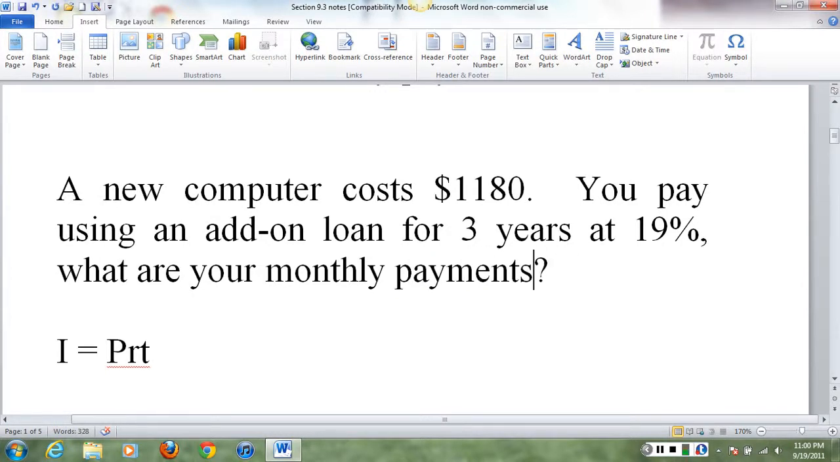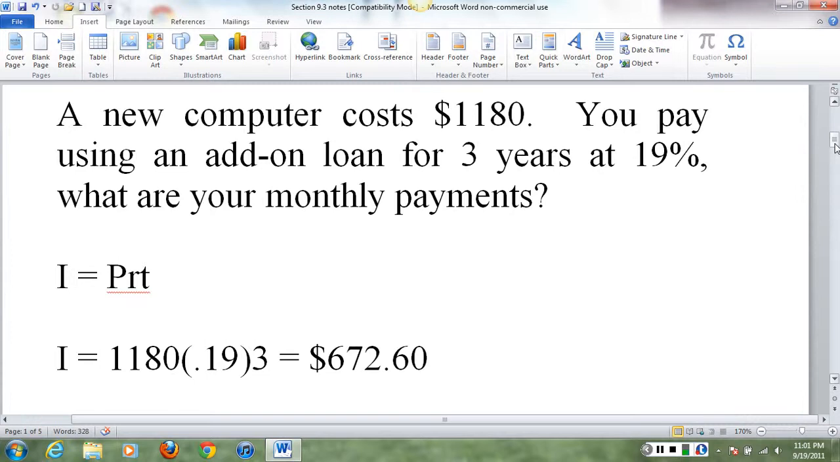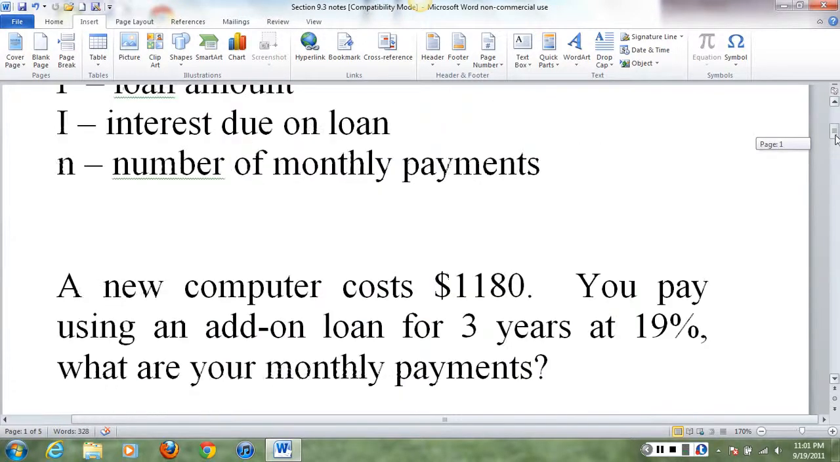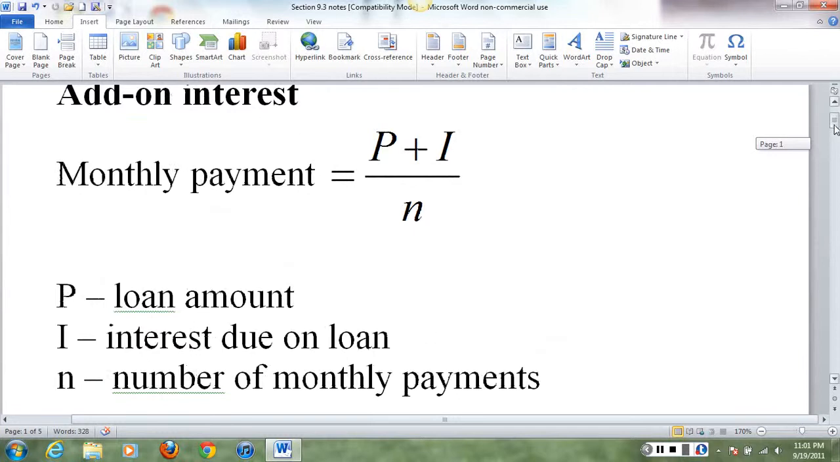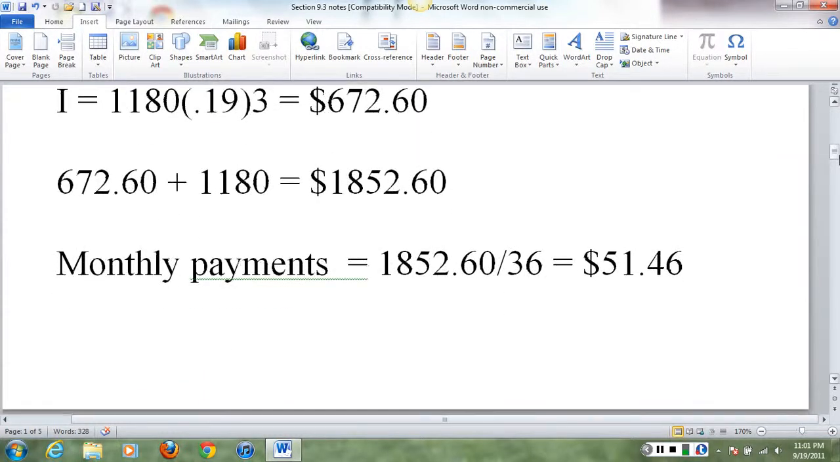So we can use our basic simple interest formula. Put in what we know. 1180 is the principal, 0.19 is our rate, and then of course for 3 years, so we have an interest of $672. So to find our monthly payments, again we add it to the principal, 1180, to get 1852, divided by 36 because we have 36 payments in 3 years, since it is monthly, and we get a monthly payment of $51.46.